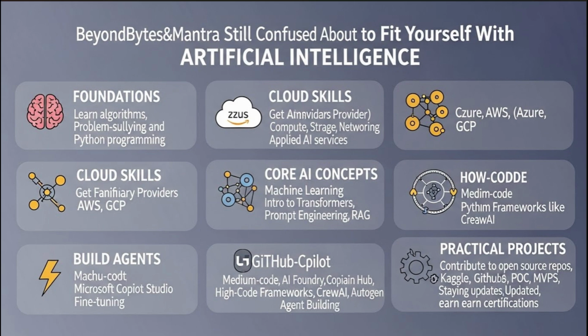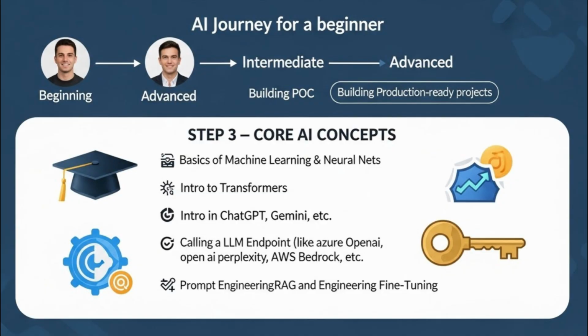Once you are done with these two steps of learning the foundations of algorithm design and problem solving, understanding Python, and having a basic knowledge of cloud, you can start with step 3, which is understanding the core AI concepts. You can start with learning the basics of machine learning. What is machine learning? What are the different types of machine learning, which are supervised, unsupervised, and other forms of it, such as deep learning?